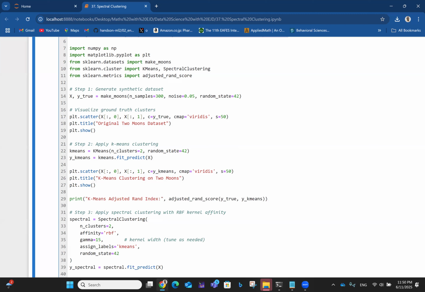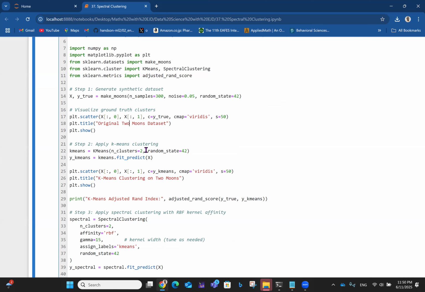Next, since we're talking about the moons, we want to generate synthetic data sets. So we have X, y underscore true. Make moons with 300 samples and 0.05 noise, random state 42 for reproducibility. Then visualize the ground truth clusters, so you plot the clusters. These are the original two moons data sets. Whatever you have here is what you're going to see here directly. Nothing has been done to it. Since it is two moons, we see two moons trying to shake in a kind of handshake, so to speak.